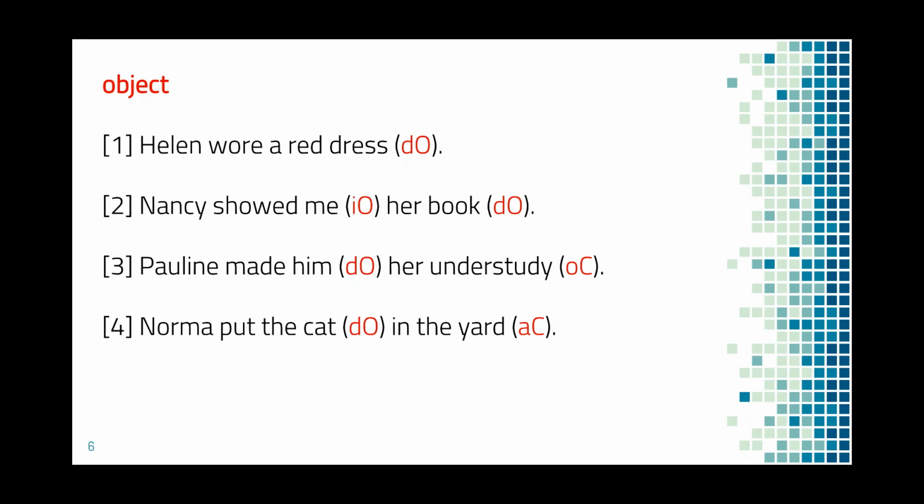Also, some transitive verbs allow or require a second element, which is called indirect object. And the indirect object comes before the direct object. Look at example number 2. Nancy showed me her book. Now, the pronoun me is indirect object, and it precedes her book, which is the direct object.